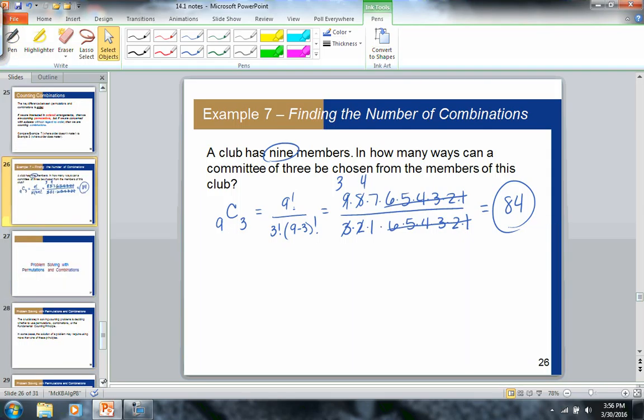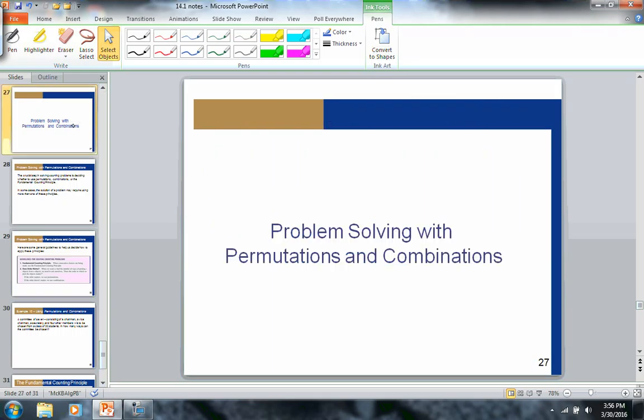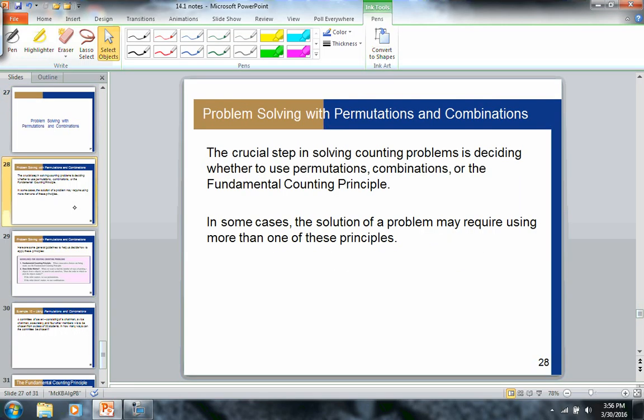Now, we're not just going to take a look at simple permutations and combinations all the time. We're going to see some problems where both of them are involved. So a crucial step in solving counting problems is deciding when to use permutations or combinations or the fundamental counting principle. Remember, that's just where we multiply the number of options for each event. And in some cases, the solution of a problem may require using more than one of these.